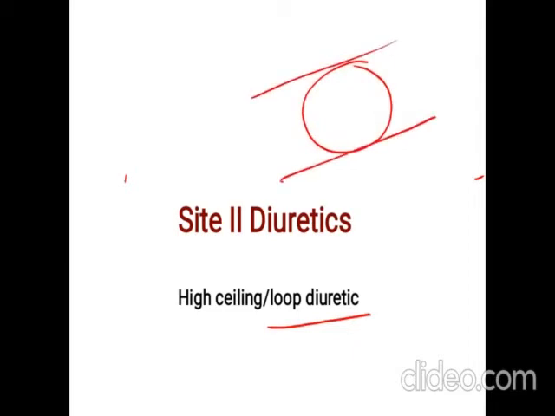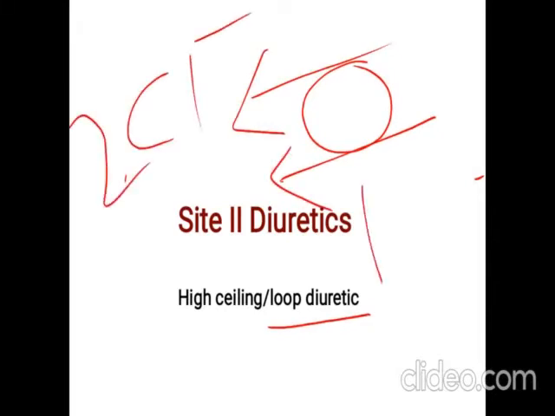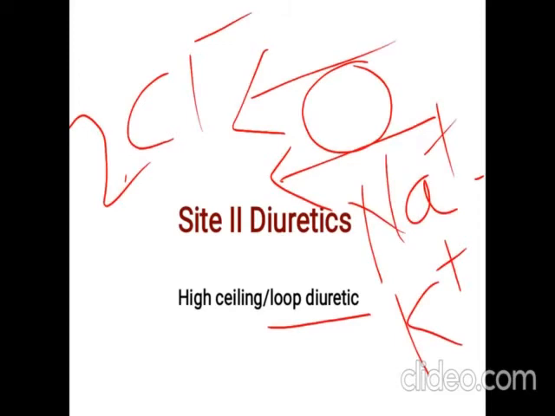for the sodium, potassium, 2-chloride symporter or co-transporter, which is present on the ascending loop of Henle. So this site 2 diuretics is responsible to inhibit this co-transporter, and when they inhibit it, there is no reabsorption of 2 chloride ions, 1 sodium ion, and 1 potassium. So a total of 4 ions are retained in the urine and excreted through the urine.